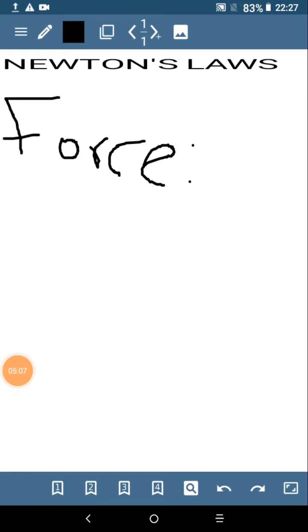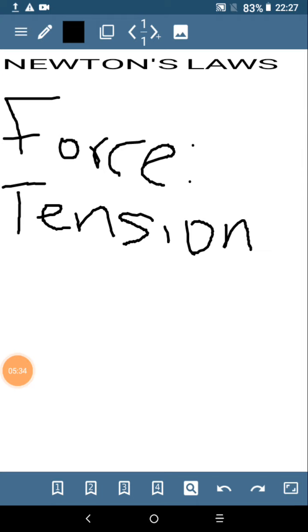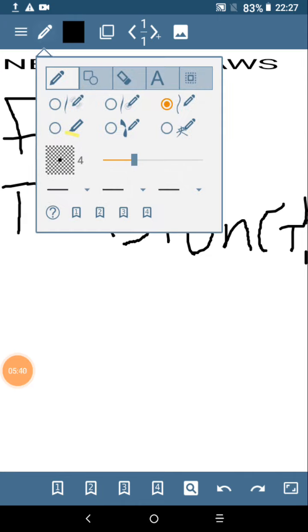Now I want us to talk about different types of forces, because these are the basics of Newton's laws, guys. If you understand all the forces, you will not be having problems in answering Newton's laws. So let's first talk about tension. Tension, which is denoted by capital letter T. So what is a tension force, guys?